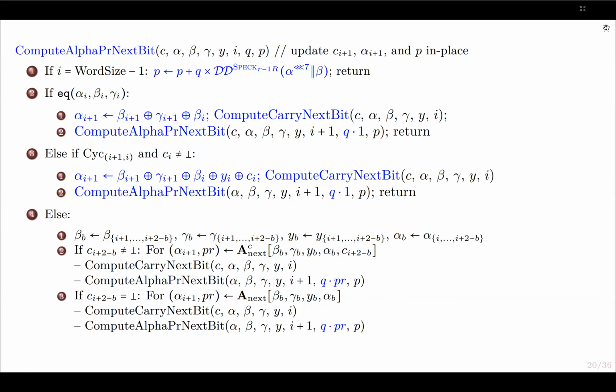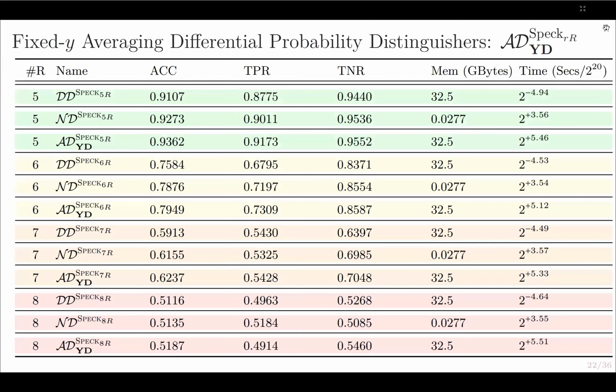In a sense, the concrete procedure involves iteratively computing the next bit of alpha, using knowledge of the carry bit and observing some concrete cases, for example, with SPECK. And it computes the carry bits wherever possible. The obtained distinguisher, the ADYD, finally achieves a higher accuracy not only than the differential table-based distinguisher, but also than the neural distinguisher.